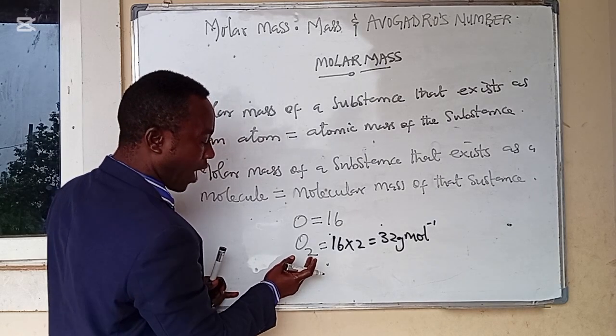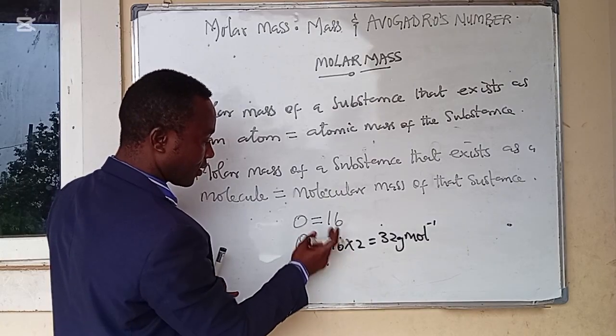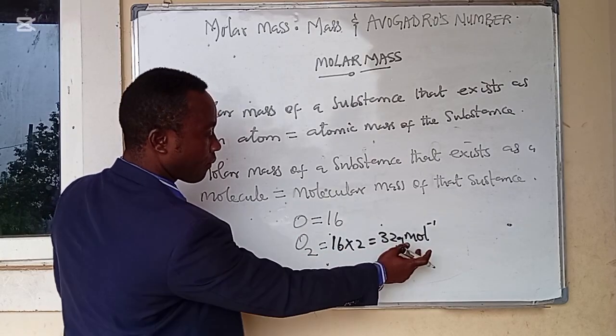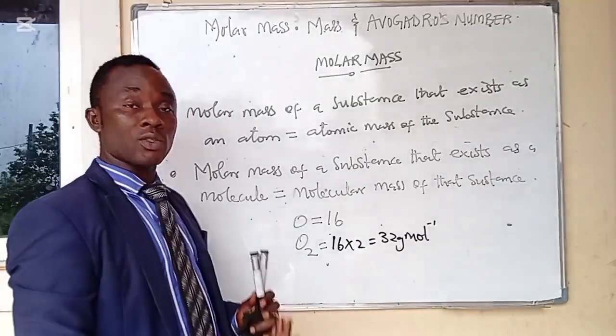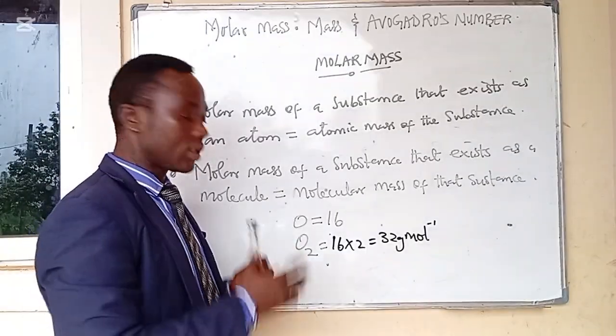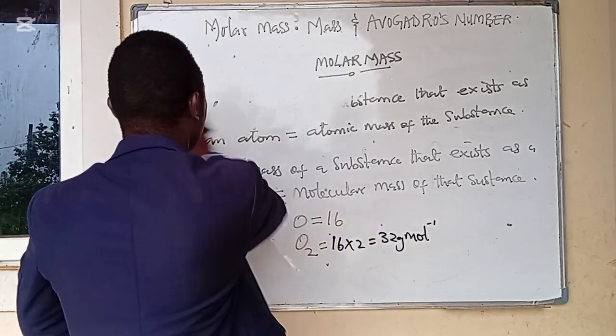It is made up of 2 atoms. That is a molecule. Mass of one atom, which is 16, times the number of atoms, which is 2, gives 32. So never say that the molar mass of oxygen is 16. The molar mass of oxygen is 32 gram per mole, which is the mass of the molecule.